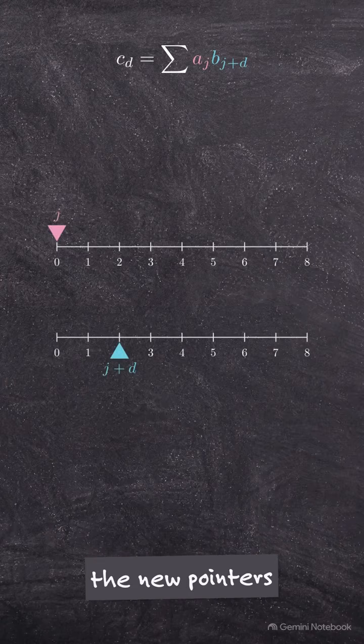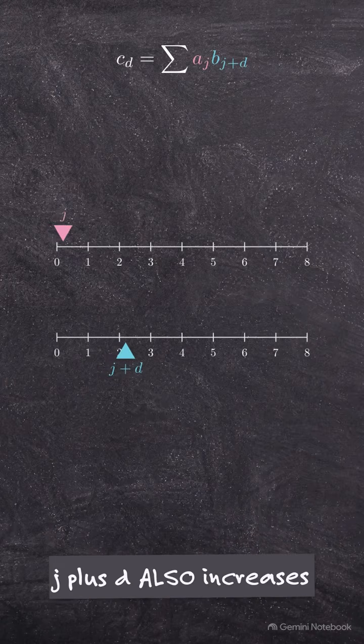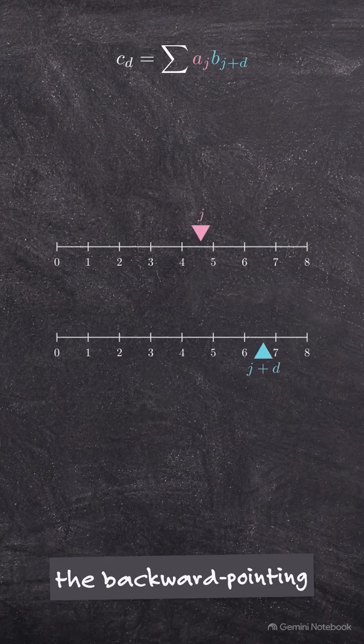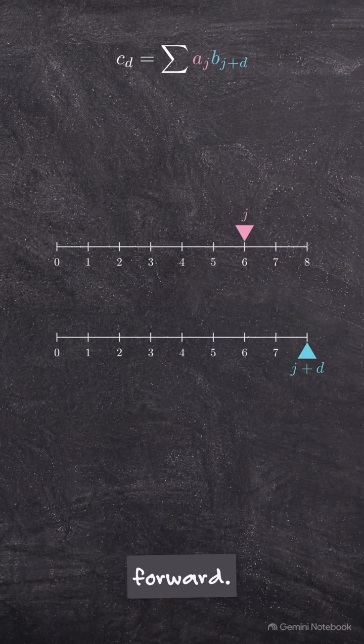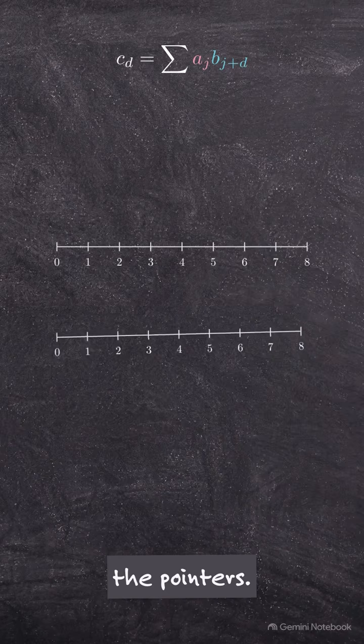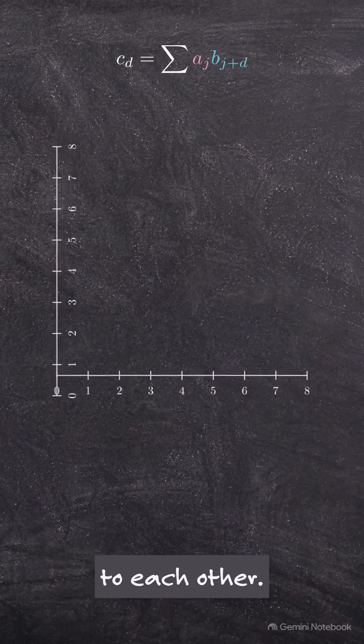Look closely at the new pointers on our glowing number lines. As j increases to the right, j plus d also increases to the right. The exact moment we apply this double negative, the backward pointing triangle flips forward. The mathematical double negative has geometrically aligned the pointers. They are now moving perfectly parallel to each other.